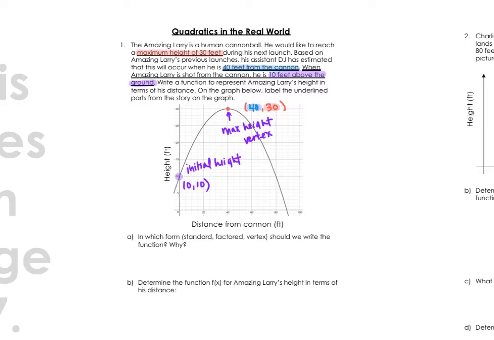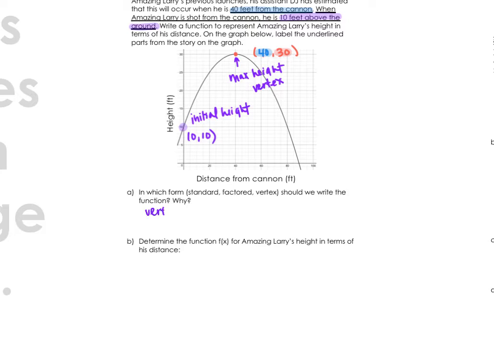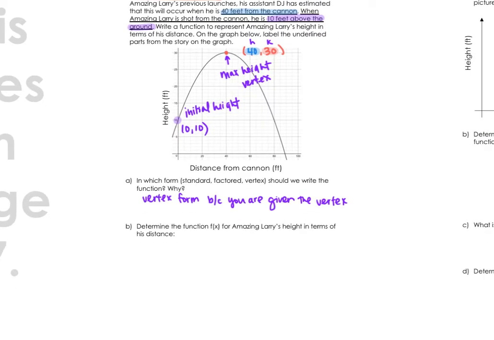Okay, so based off of that information, we should be able to write the equation. So it says, in which form should we write the function and why? Well, in this problem, we're given the vertex, and if you're given the vertex, that means you should write the equation in vertex form. So this vertex, this is h, and this is k, and we're going to use that to find the equation of the graph. Alright, so determine the function f of x for Amazing Larry's height in terms of his distance.